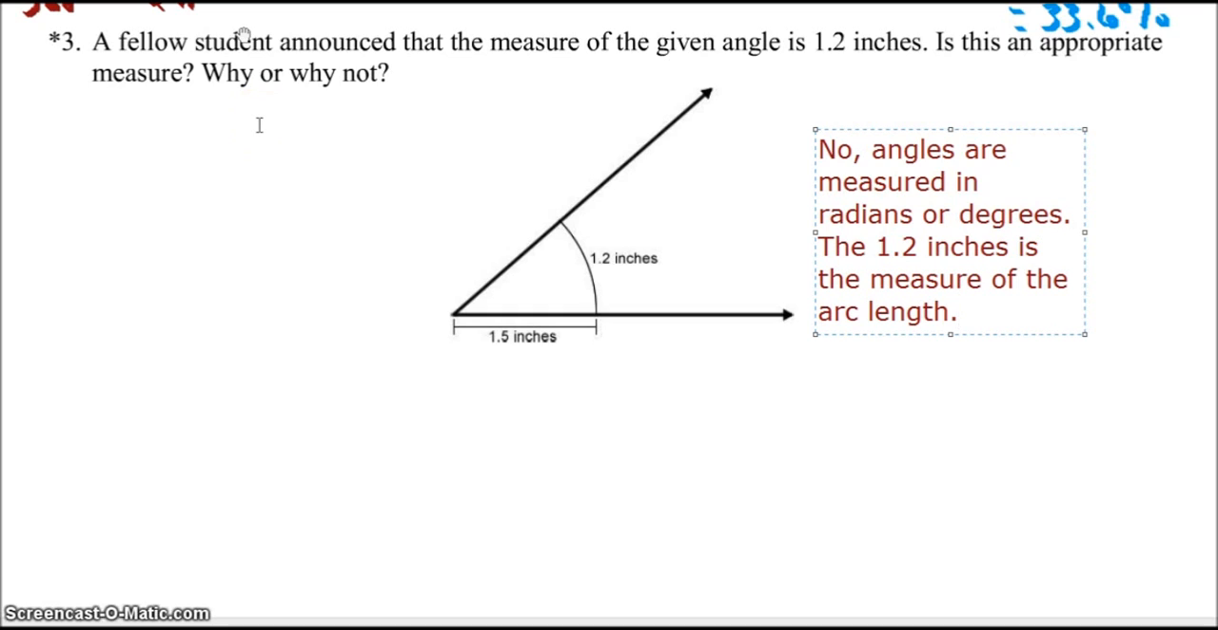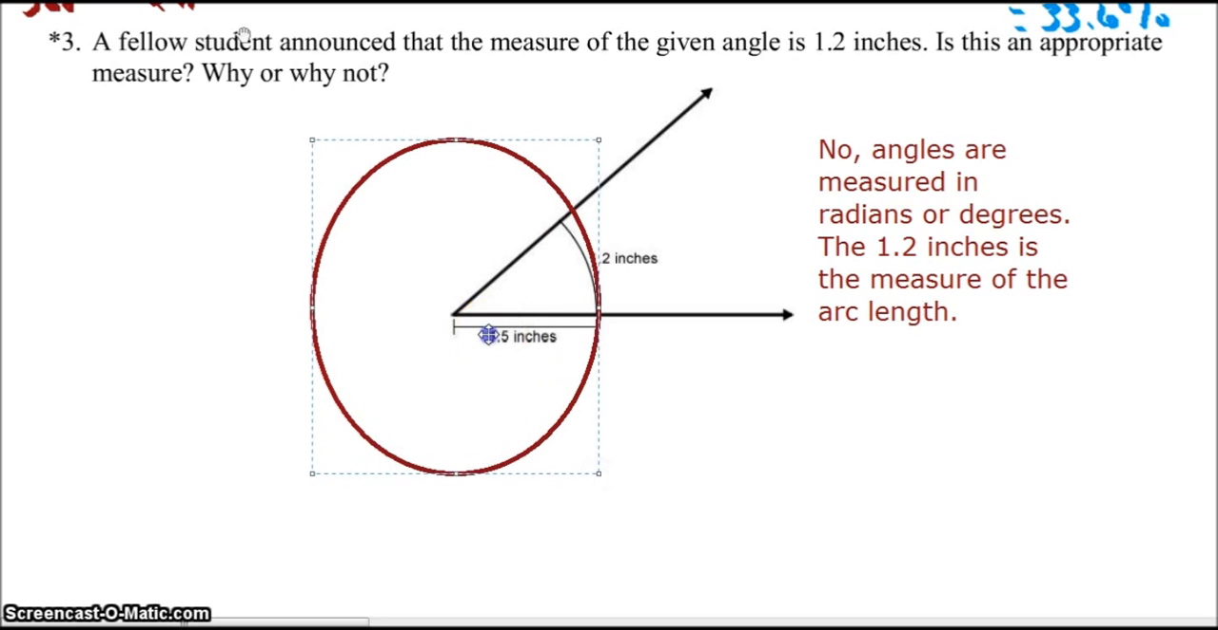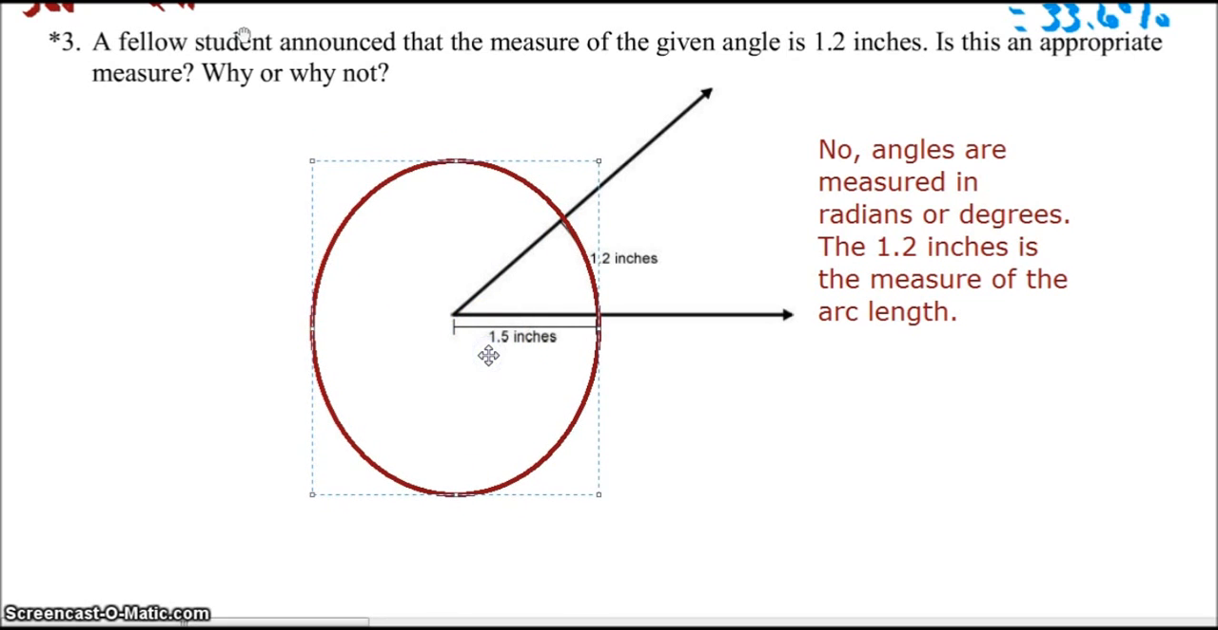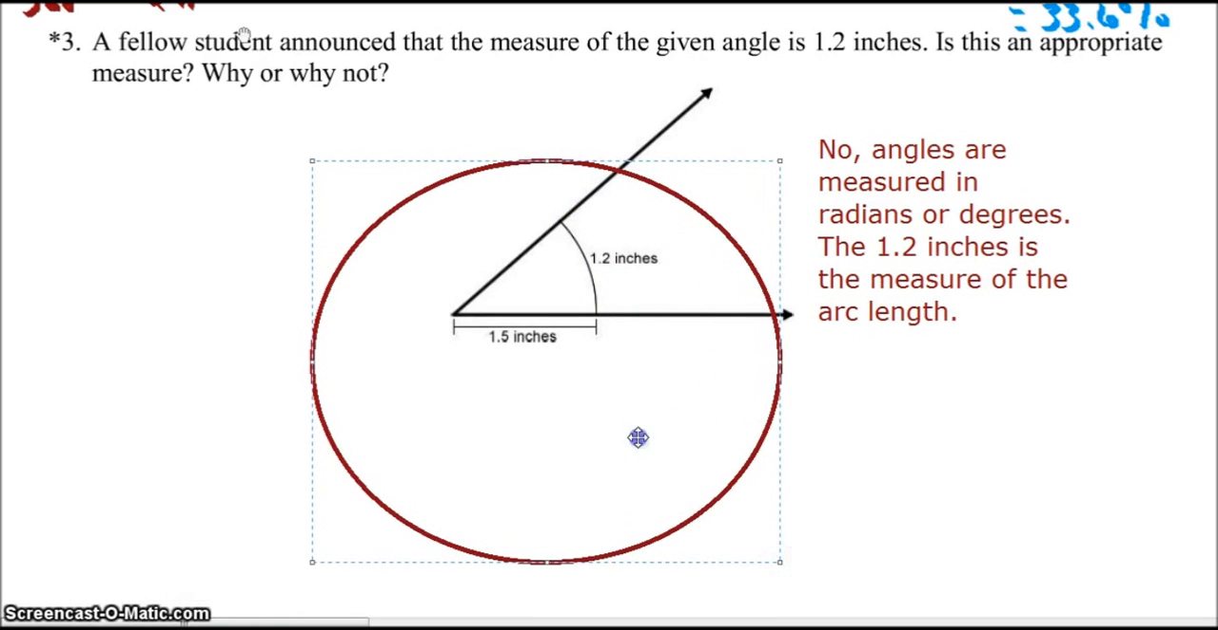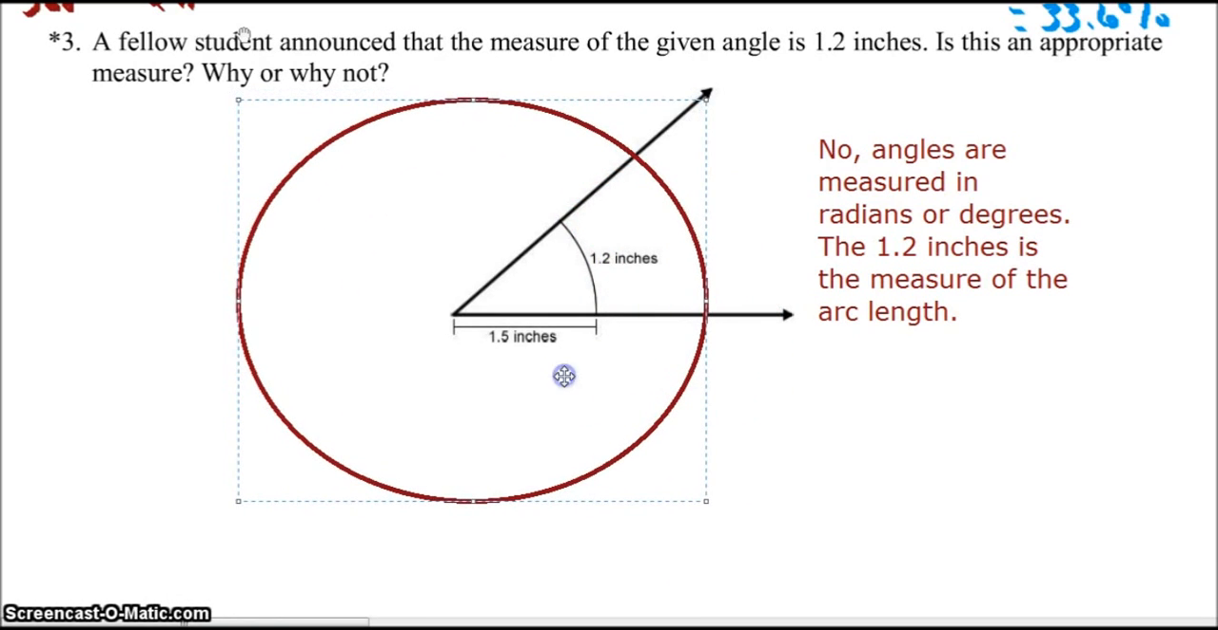Also, note that it's not appropriate to say the angle measure is 1.2 inches, because while that measurement may work to describe an angle of a circle corresponding to this size, if we increase the size of our circle, notice that the angle would stay the same, but this length would get bigger. So we need a different measurement for the angle than inches.